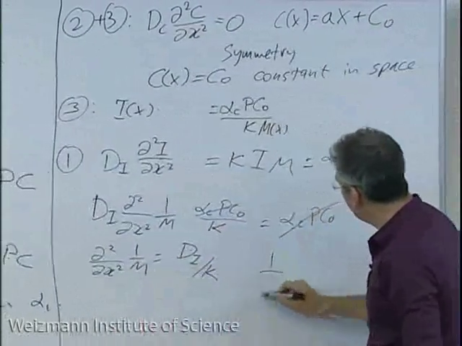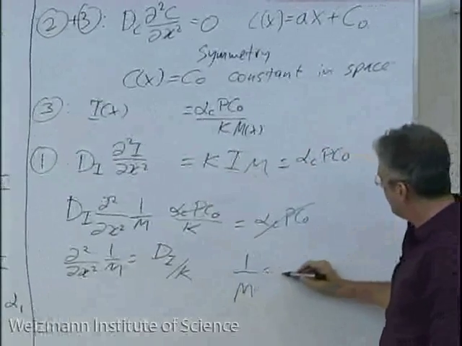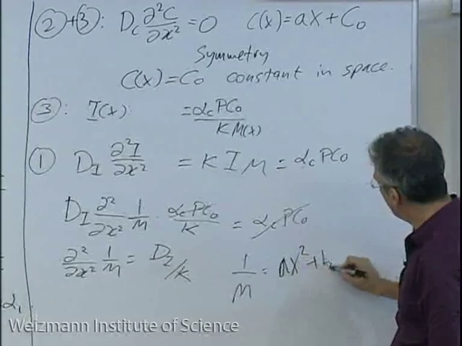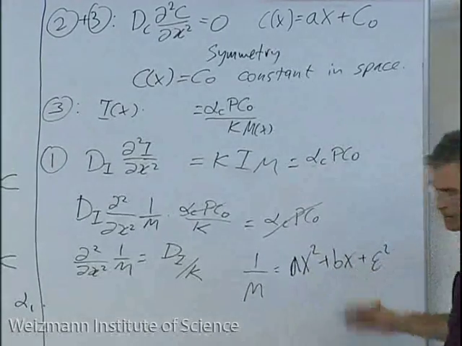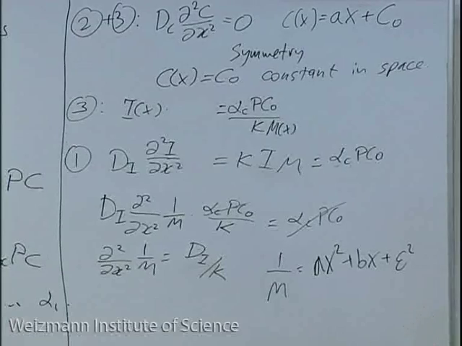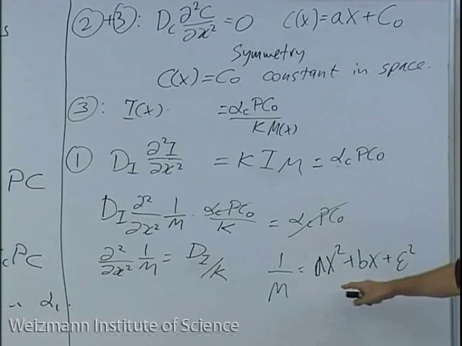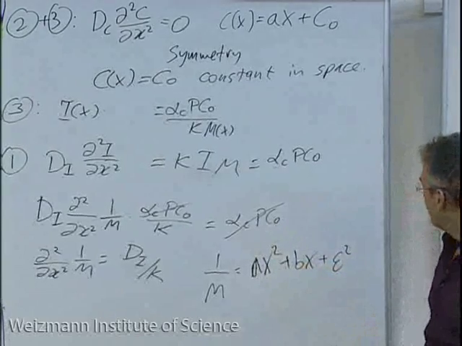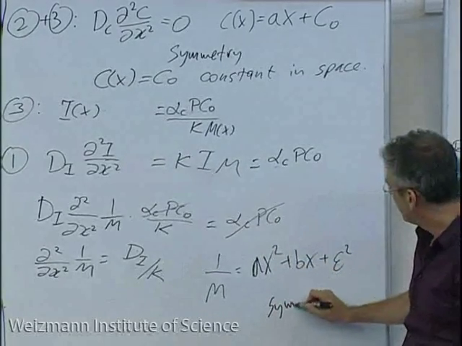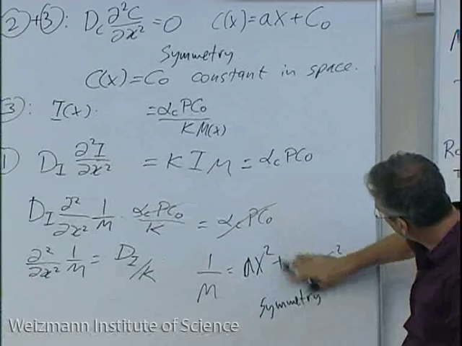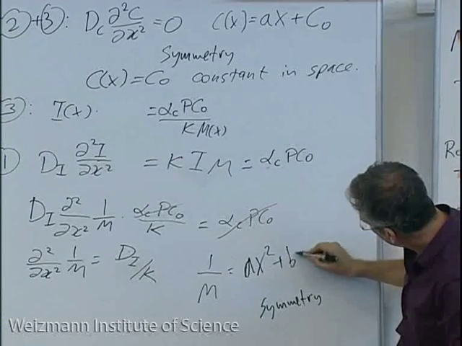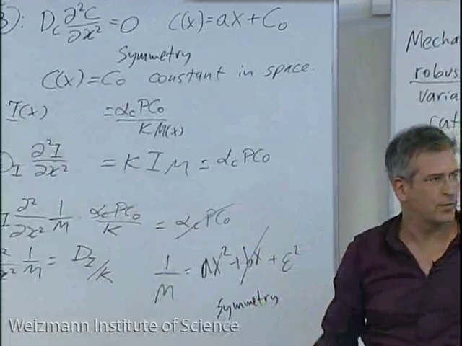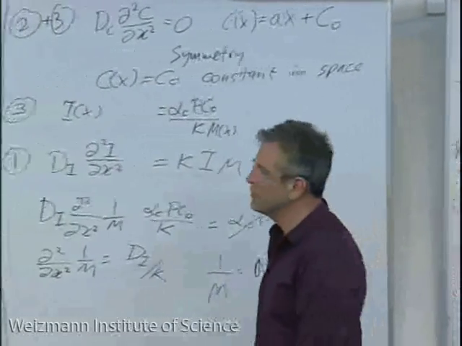So 1 over M is something like ax squared plus bx plus epsilon squared. I'm just writing it like that. This is a parabola. That's the only kind of function whose second derivative is constant. And because of symmetry, again, this term has to be 0. Otherwise I'll have a parabola that's slanted either this way or that way. You can't have that because of symmetry. And so we end up with a solution.